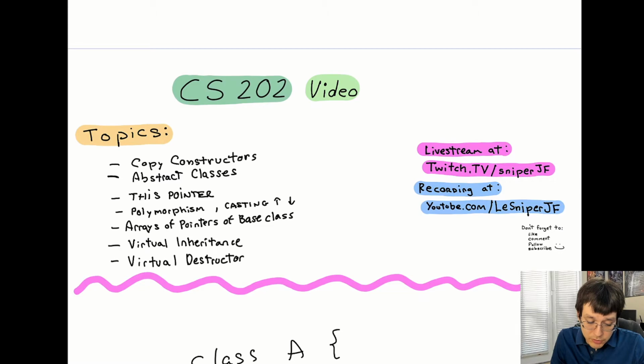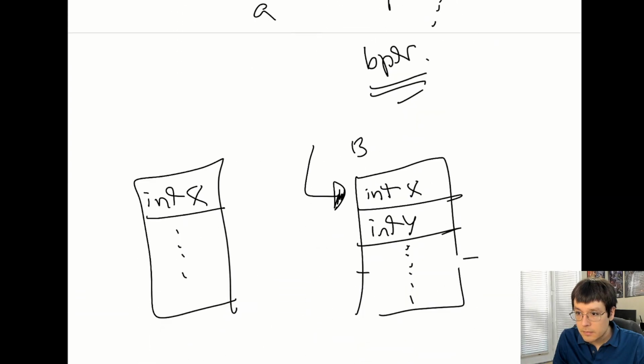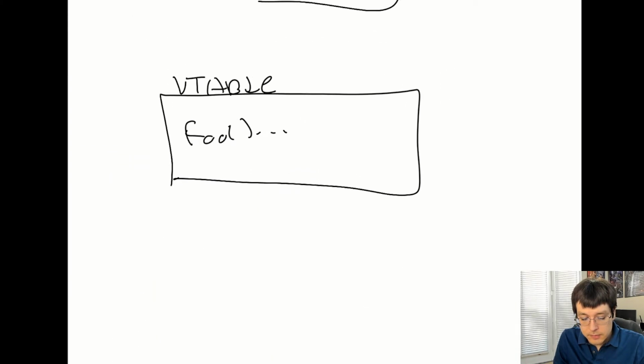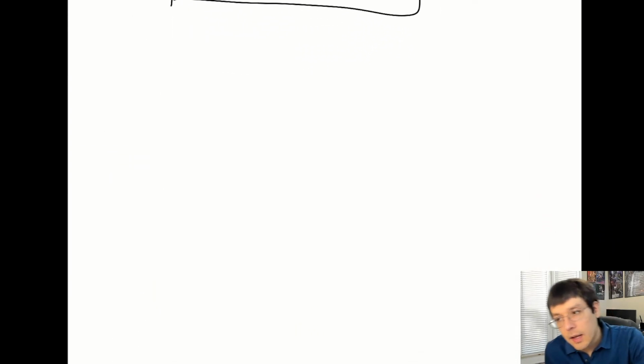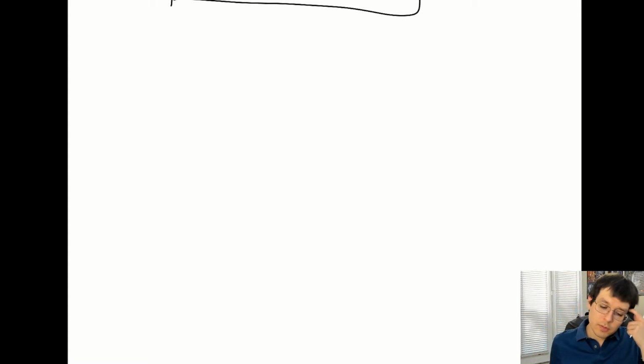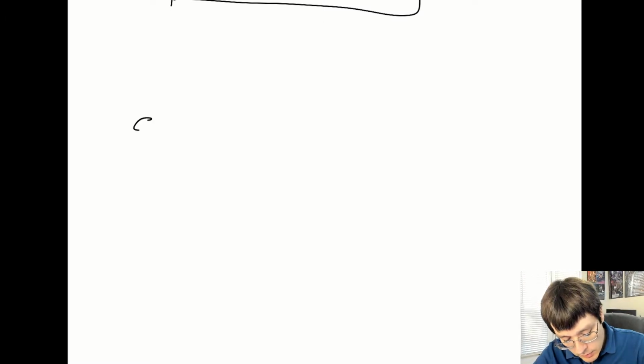So we talked about virtual constructors, virtual inheritance, a little bit about pointers, and let's talk about the this pointer. Okay, so another thing that is really important to understand when it comes to how things are organized in memory is when we have the following. So let's have a class A.